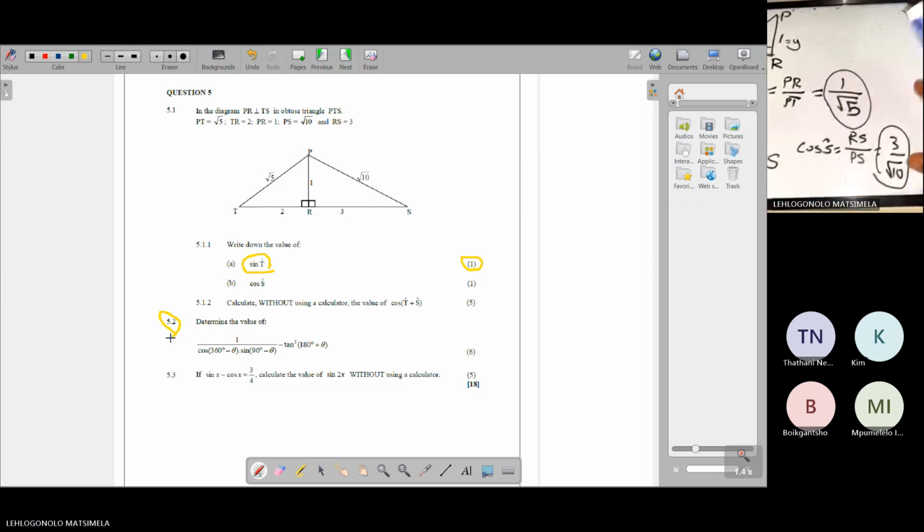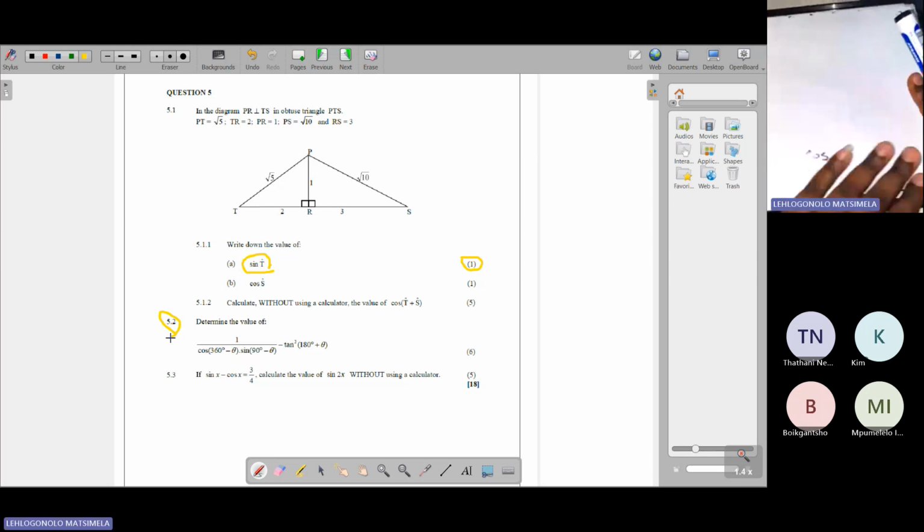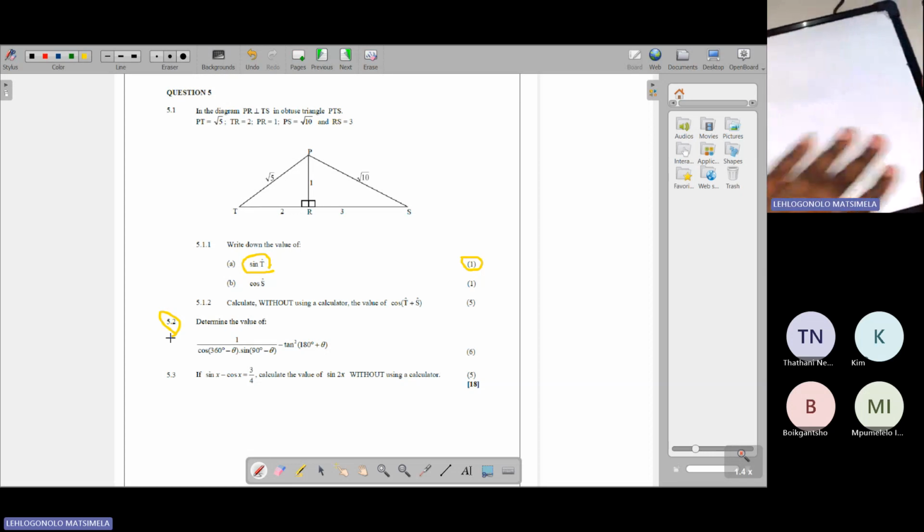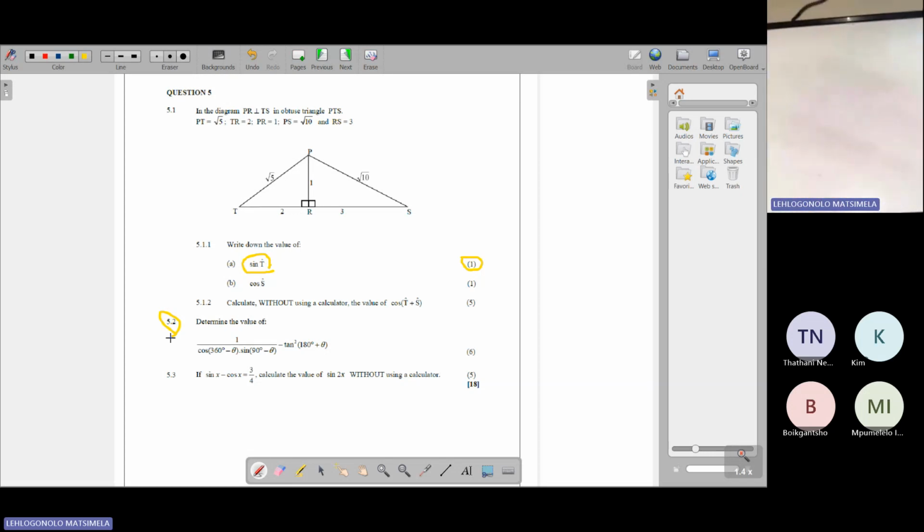Determine. Now, here I'm going to use the principle of reduction and also identities if possible. But if there's no way I can use identities, I'm not forced to. As much as you can use identities and the properties of reduction that we just learned, you are welcome.